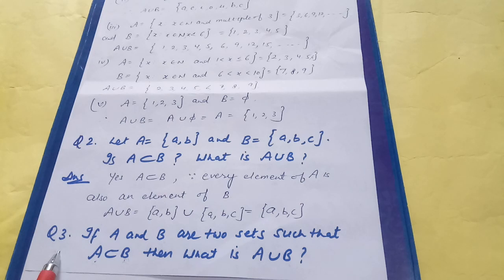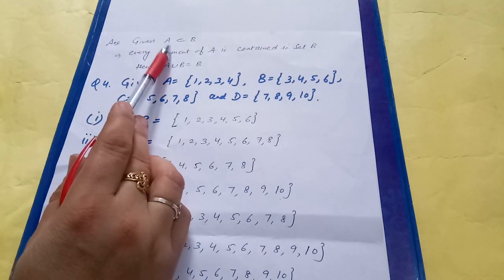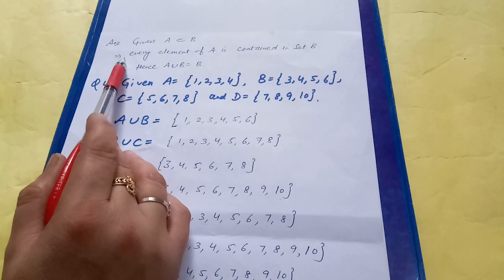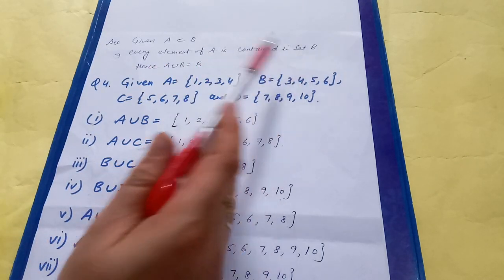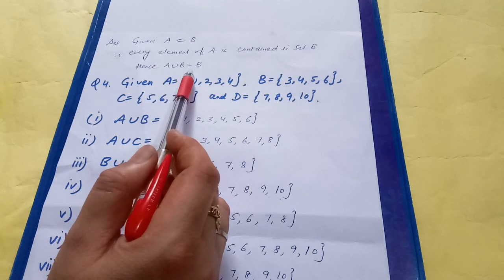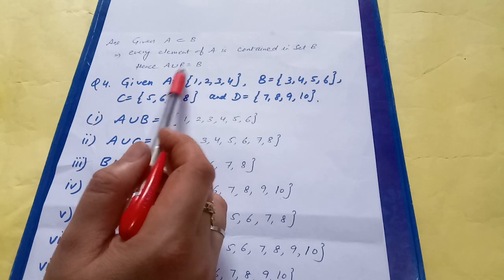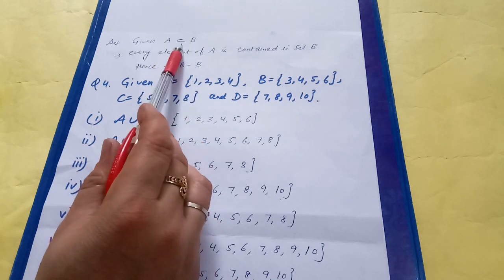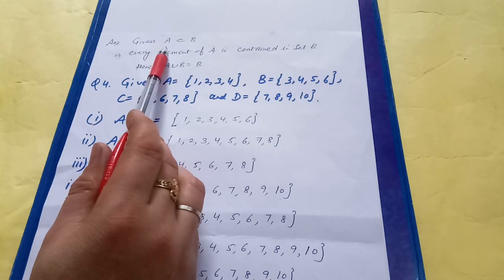So in this question, here given A subset B, then what is A union B? Therefore, we can write as given A subset B, which implies every element of A is contained in set B. Hence, A union B is equal to B set. तो इन दोनों सेट की यूनियन जो बनेगी A और B की, वो B set बनेगी if A subset B, because B contain all the elements of A set.